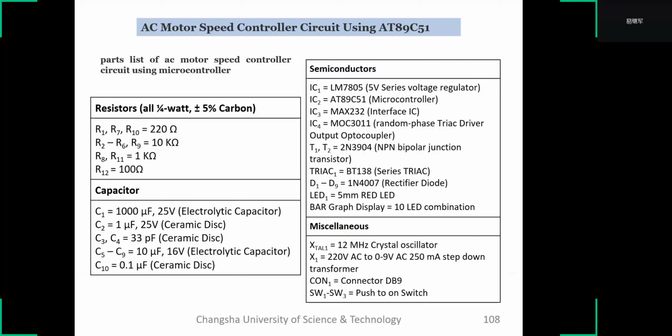Even if it is difficult for us to control the AC motor, but if you want to, you can practice the circuit with the Bluetooth.